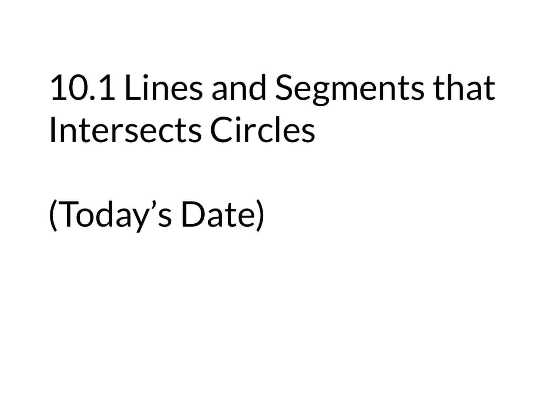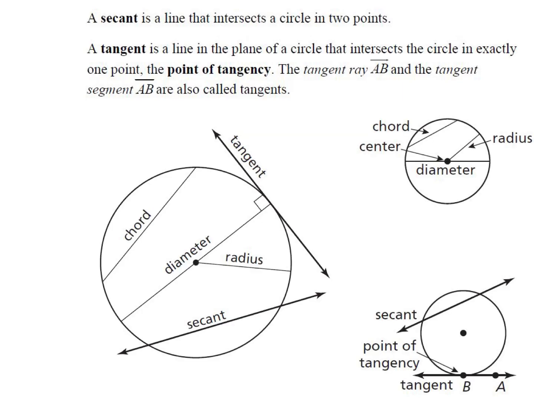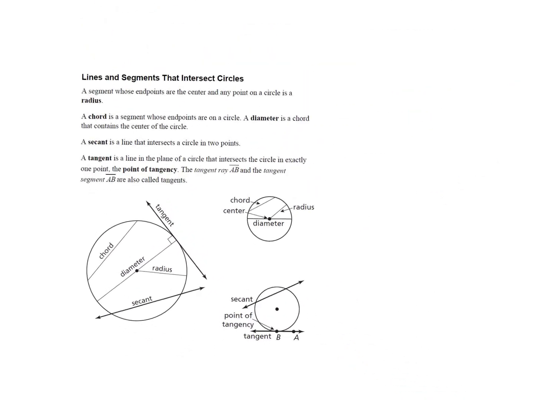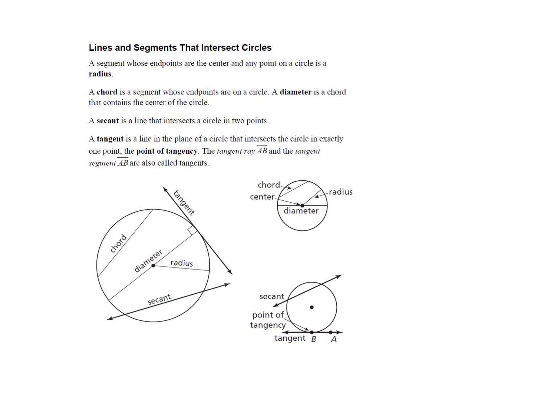10.1, lines and segments that intersect circles. All right, so you want to take a moment to look over what each of these definitions are. The main thing you want to remember is a tangent intersects the circle at one point. So it's basically going to graze that circle. The point that it hits the circle is called the point of tangency. So like in this example here, it'd be point B.